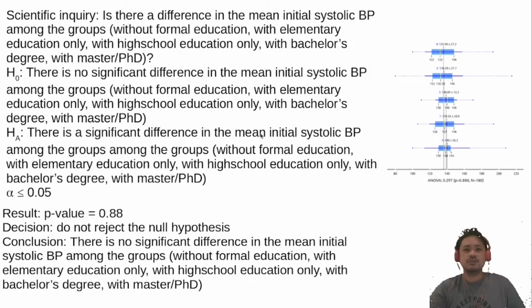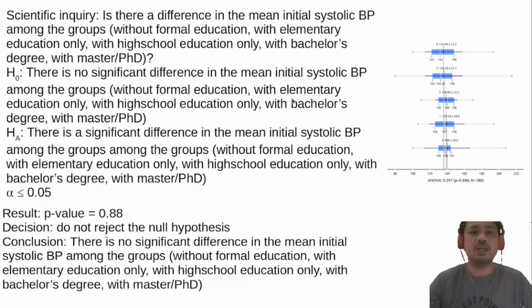Our scientific inquiry: is there a difference in the mean initial systolic blood pressure among the groups? Our null hypothesis states that there is no significant difference. Our alternative hypothesis states that there is a significant difference.